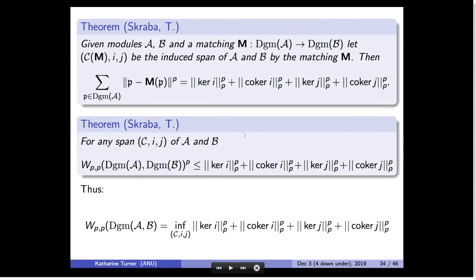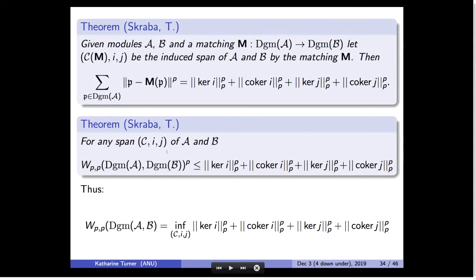The slightly harder thing to prove is to show that whenever you have any span, then your Wasserstein distance is bounded by these sums. So you have to look at induced matchings and things like that. It's doable, but it's much more ugly. But that's sort of the other side of the proof.